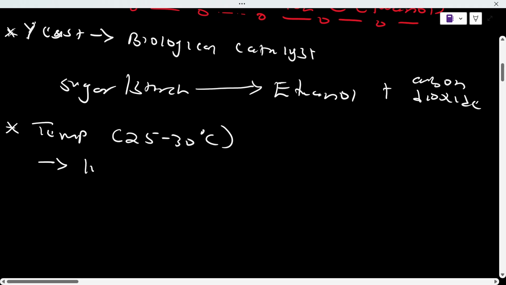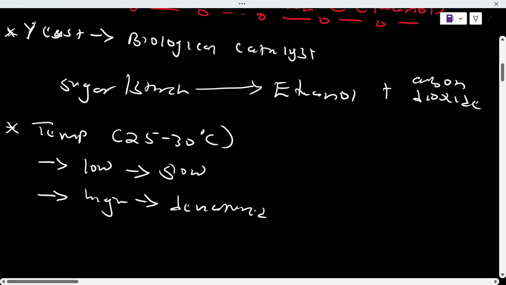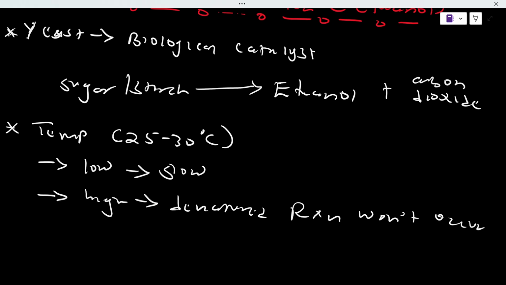If the temperature is too low, the reaction rate will be too slow. If the temperature is too high, yeast cells will be denatured, and therefore the reaction will not take place. Reaction won't occur. So that's why we have to ensure that the reaction system is maintained at a temperature of between 25 to 30 degrees.